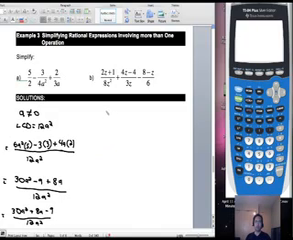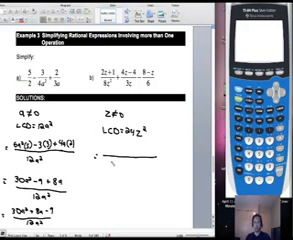Okay, same thing here. z cannot equal 0. The lowest number that 8, 3, and 6 will multiply into is going to be 24. And the lowest term that z and z squared will multiply into is going to be z squared. So let's rewrite the fraction with 24z squared.